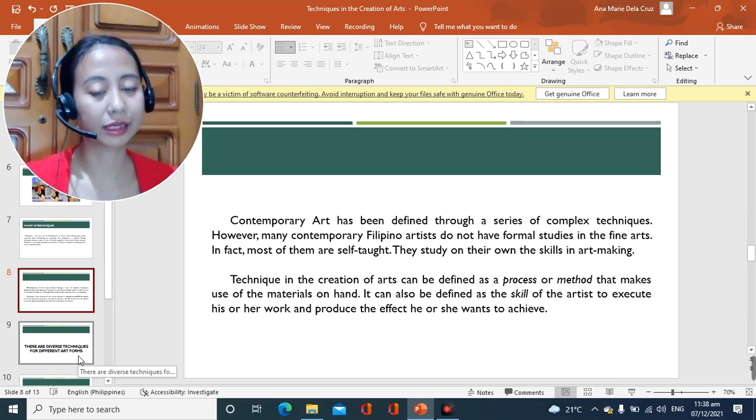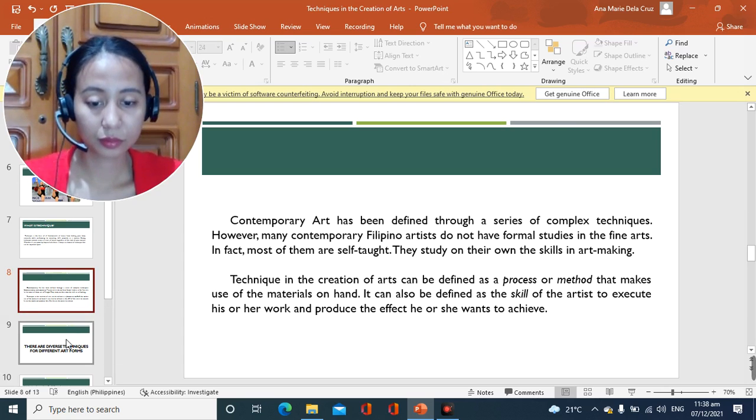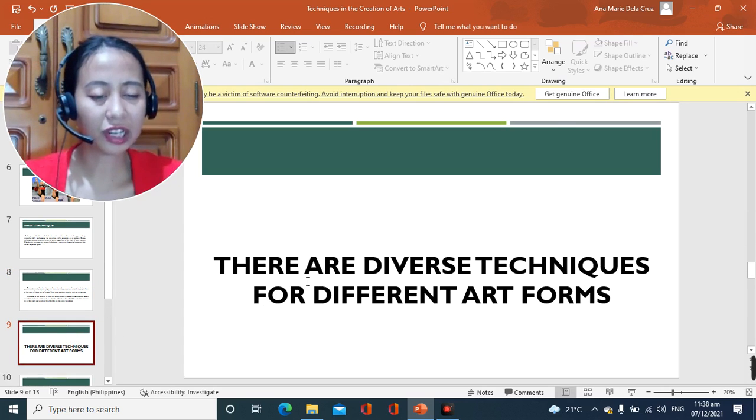Diba? Sa dance natin, in dance form of art, gumagamit tayo ng different choreography, technique. Ano pa bang mga art forms? Pag ginagamitan natin siya ng rhymes, yung paano yung formation ng mga words natin, may mga iba't iba tayong mga techniques na depende yun sa art form na pipiliin natin gagawin. There are diverse techniques for different art forms.